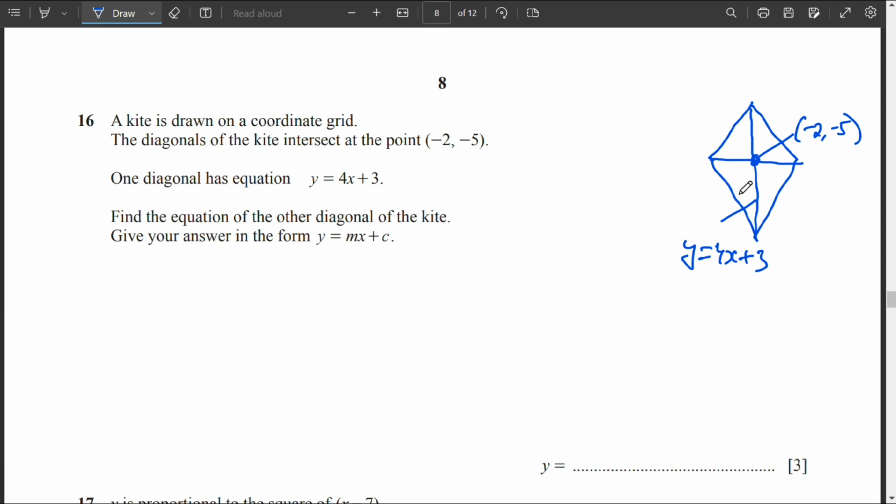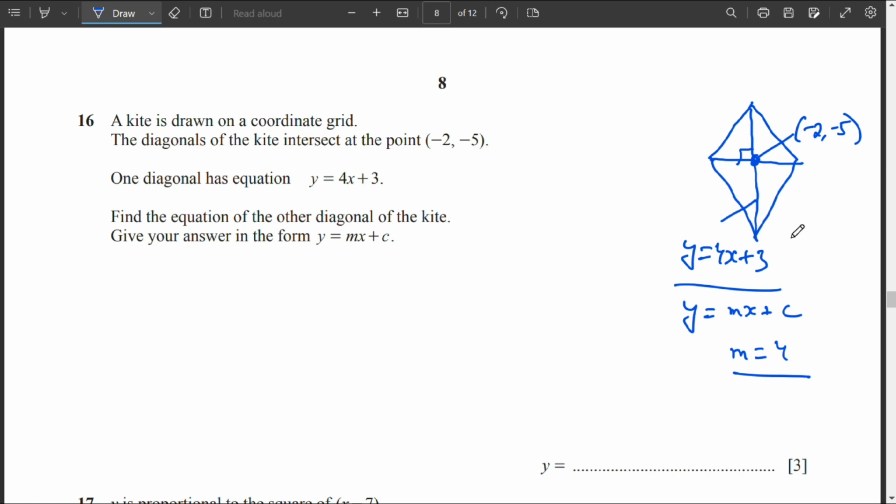We know that the diagonals of the kite are perpendicular to each other. So this line is perpendicular to this line. Now we can find the slope of this line. If you compare it with y = mx + c, the slope m of this line is 4. Now how to get the slope of the other line? We know that it is perpendicular to the given line.